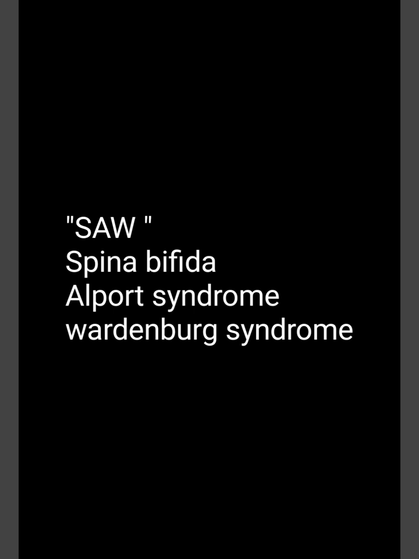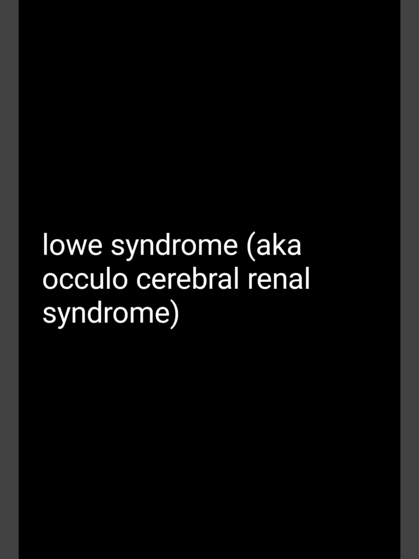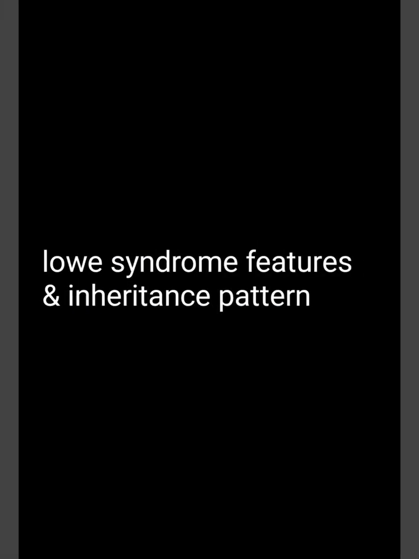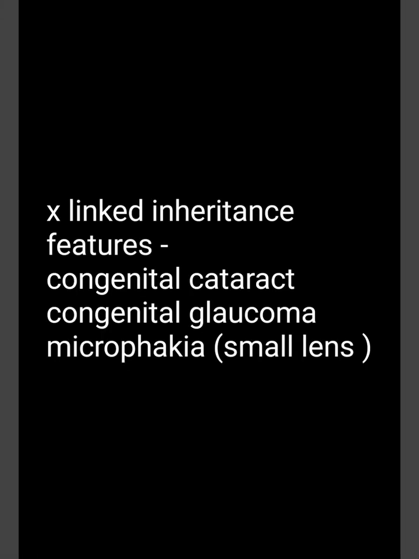Anterior lenticonus is associated with spina bifida, Alport syndrome, Waardenburg syndrome. Posterior lenticonus is associated with Lowe syndrome, aka oculocerebrorenal syndrome. Lowe syndrome inheritance pattern: X-linked inheritance. Features: congenital cataract, congenital glaucoma, microphakia, small lens.